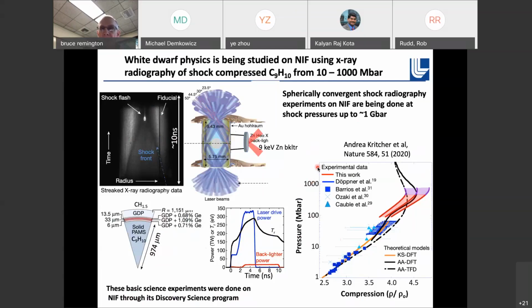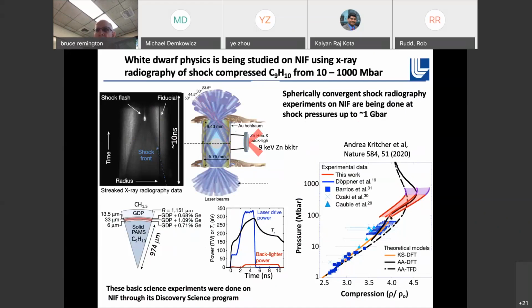And so now on the bottom right, you can see compression, density over initial density, versus shock pressure over a whole series of experiments starting from about 1 to 10 megabars, ramping up to 100 megabars with another set of experiments with other members of the team, and then finally taking this all the way up to a gigabar. And this last result was published in Nature. The blue curves were published in PRL a year or two before.